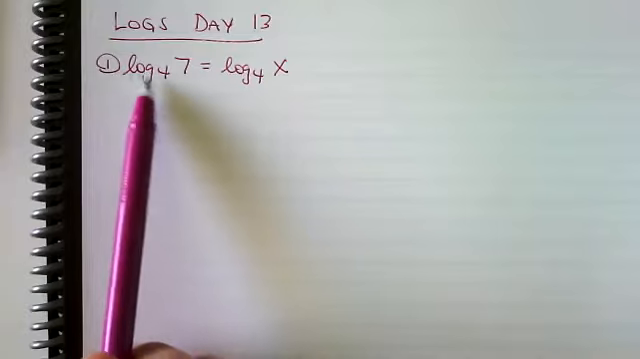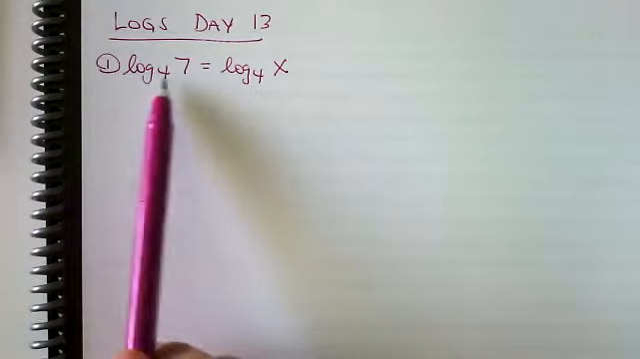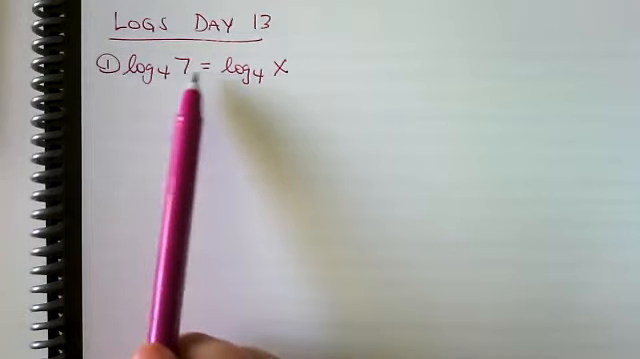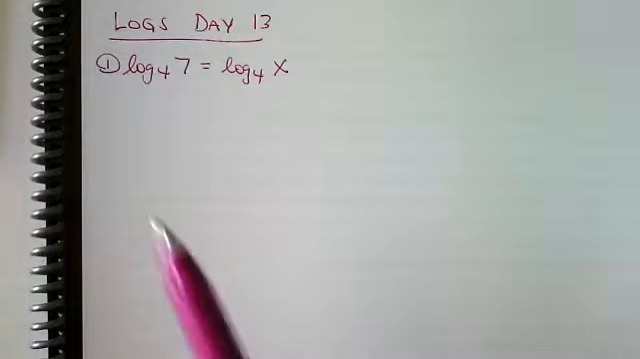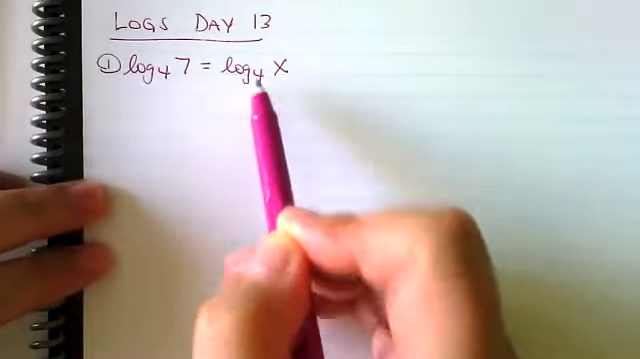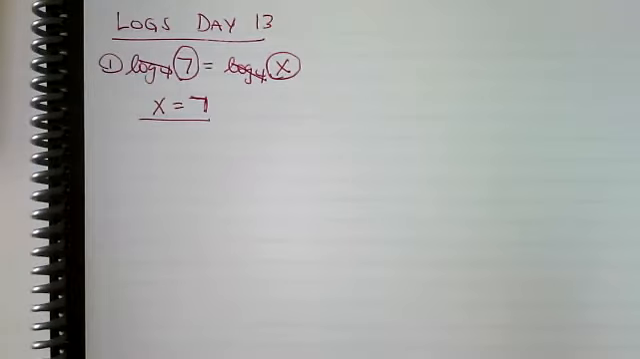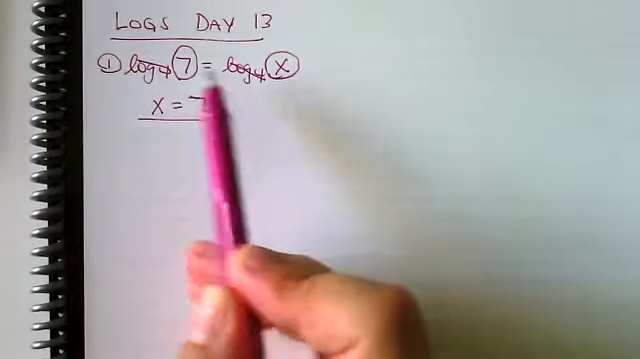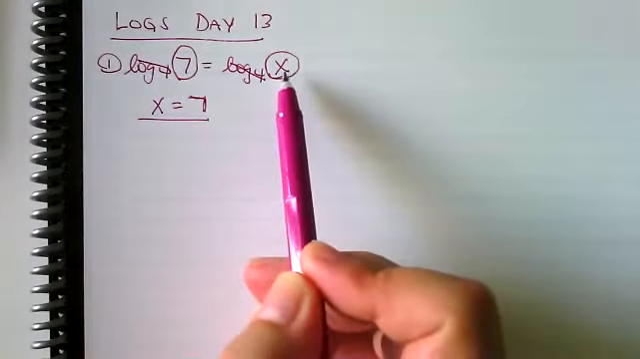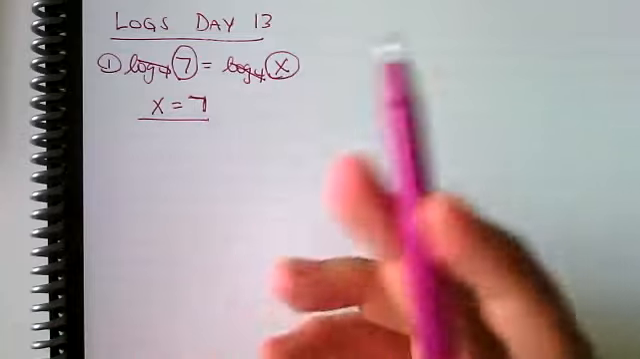So these bases are the same. I've got log base 4 of 7 equals x. As long as my bases are the same here, we can do almost the exact same thing that we did before. I'm taking whatever I'm taking the log of and setting those equal to each other. So I can say that x equals 7 and I'm done with this question. As long as your bases are the same, you're just setting whatever you're taking the log of equal to each other. I get x equals 7.